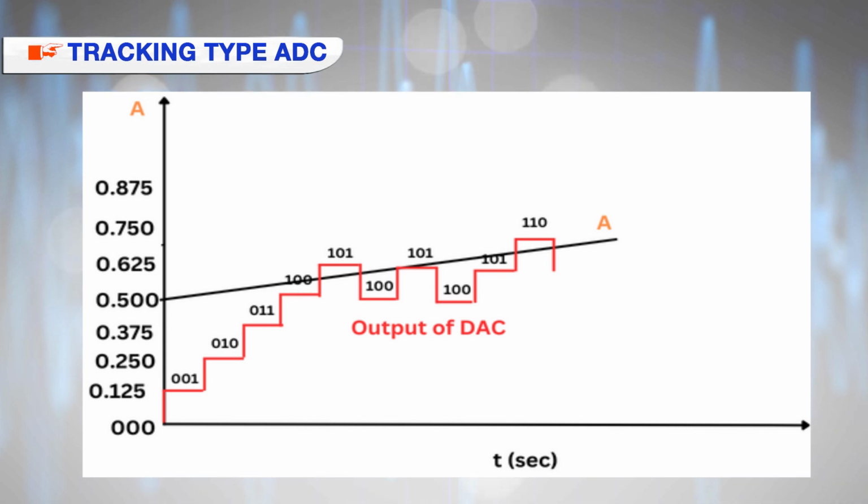So here we find that it is continuously trying to track the input. It is not starting from 0 after each count. So tracking type AD converter works much faster compared to counter type AD converter. But tracking type converter works well for signals which are changing relatively slowly, because it may not be able to track the fast changing signal. Also, in worst case, conversion time is still T clock into 2 to the power n minus 1, which is same as counter type ADC.